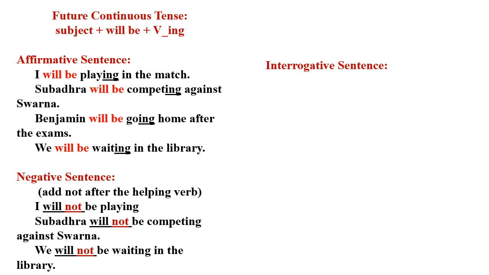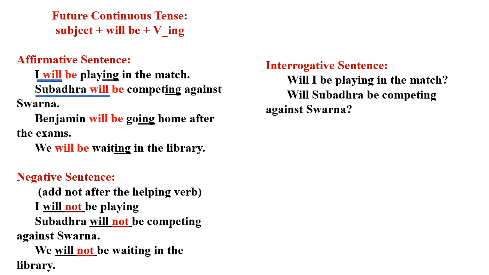Now let's learn to form an interrogative sentence. That means a sentence which asks a question. To frame an interrogative sentence, we have to interchange the subject and the helping verb will. Look at the first example. I will be playing in the match. Here the subject is I and the helping verb is will. We have to interchange these to frame a question. So I will be playing becomes will I be playing in the match? Subhatra will be competing against Swarna becomes will Subhatra be competing against Swarna?